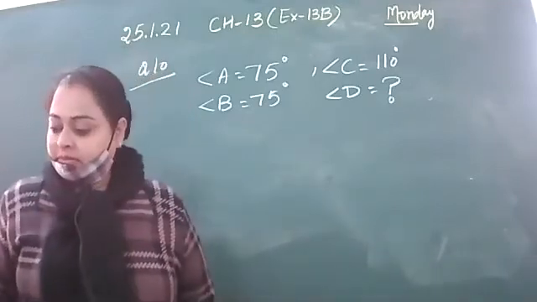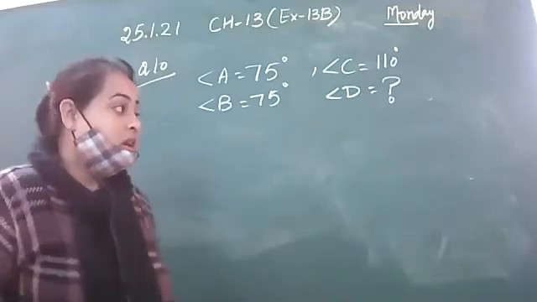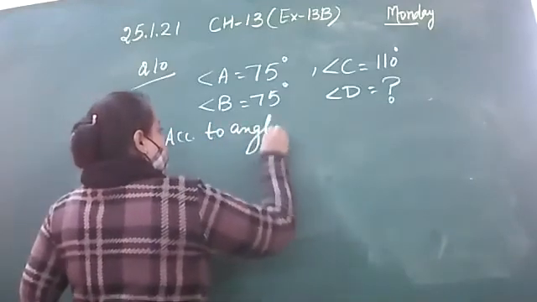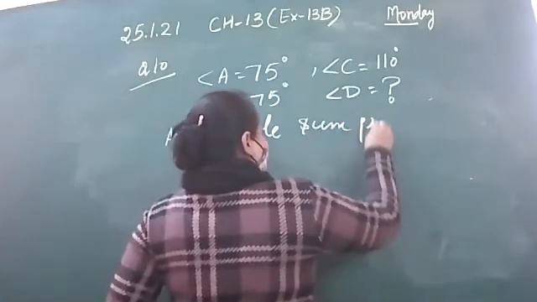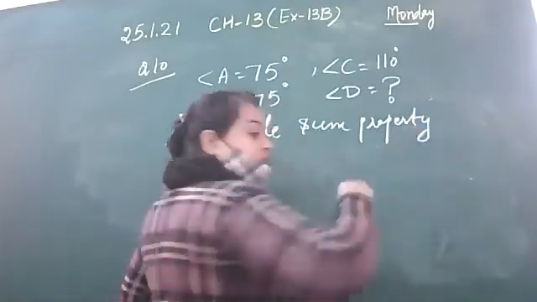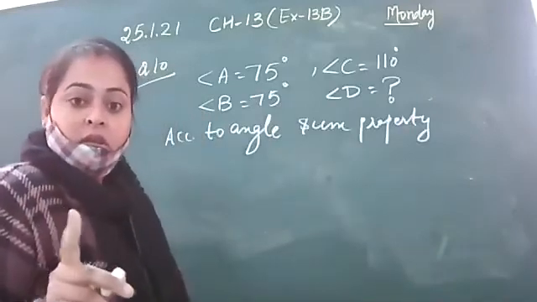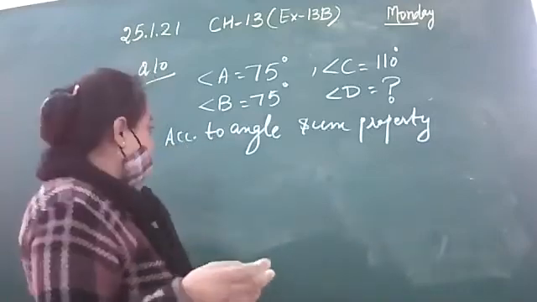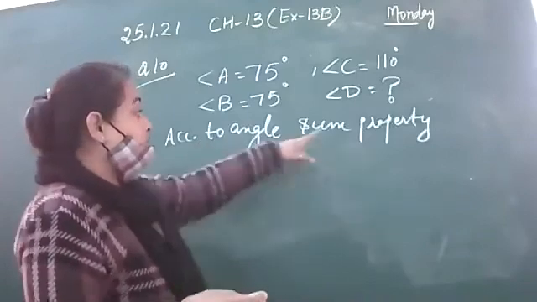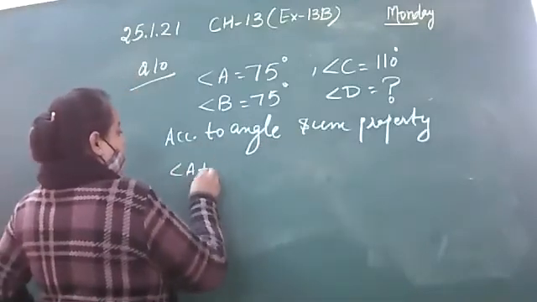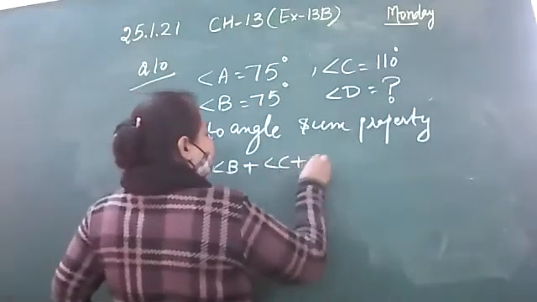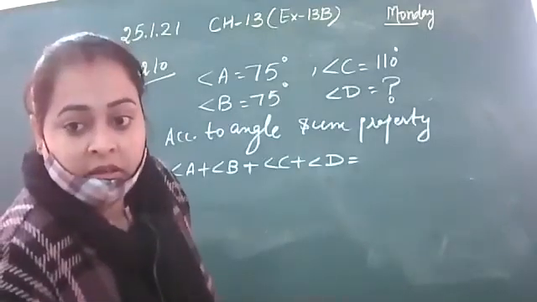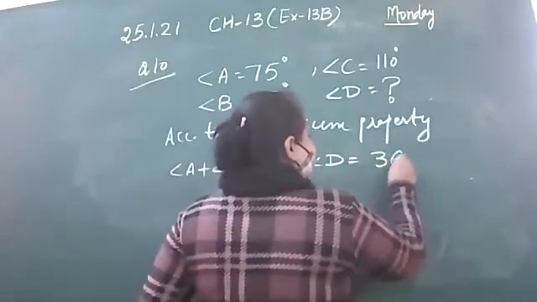Ma'am, we will write according to angle sum property. Angle sum property. Very much compulsory to write this, otherwise your half marks will be cut. A double C dot we will use for according to. Angle A plus angle B plus angle C plus angle D is equal to 360 degree. Very good. Well done.